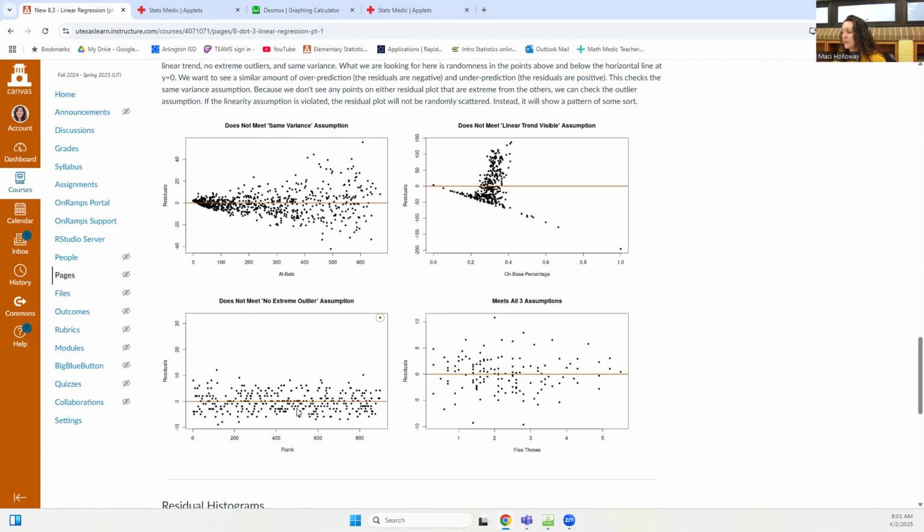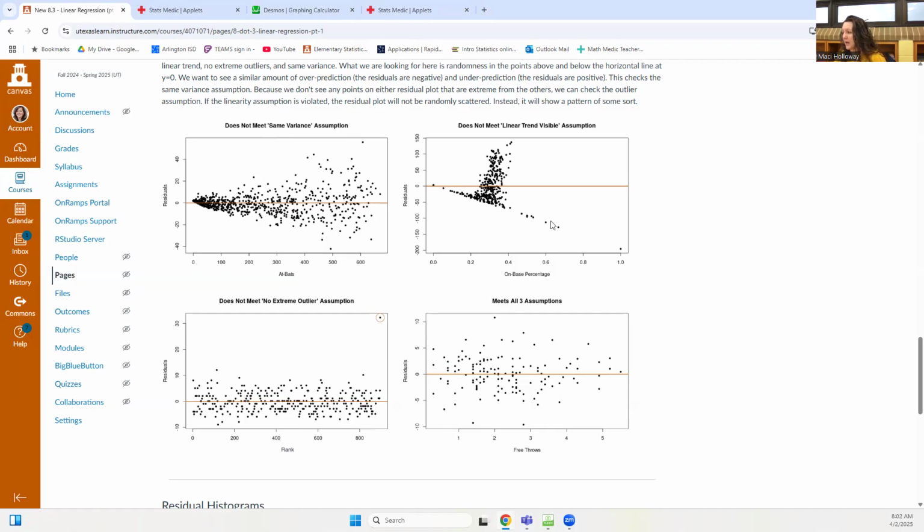So if you look at this one, it's a great linear trend where it goes all the way across equally. No extreme outlier. This one has an outlier up here, so it does not meet that assumption. And then this one meets all three assumptions. All of the dots are relatively the same distance from the line, same variation, and there's no pattern, right?